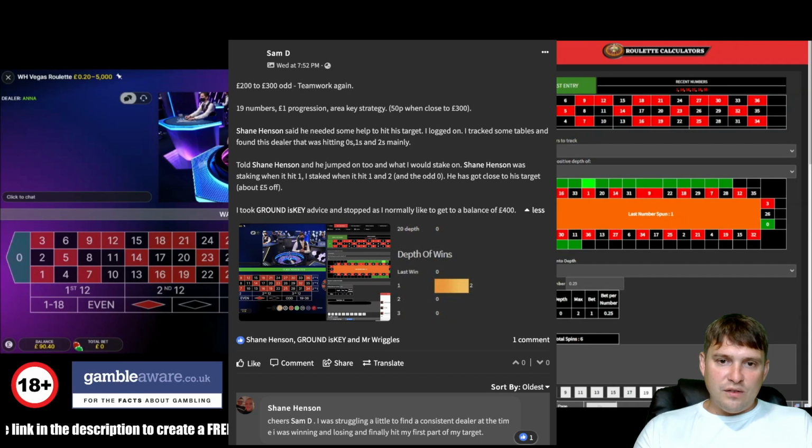Took Grounder's Key's advice and stopped as I normally like to get to a balance of 400. Sam typically does like doubling his balance, but Grounder's Key always states, profit and stop, and you should take that advice as well. You don't need to double your balance. A lot of people are happy just winning 50 or 60 pound in a day, and we found using these tools you can do that very quickly. It's like 1 or 2 bets and then you're done. So yeah, keep that in mind.